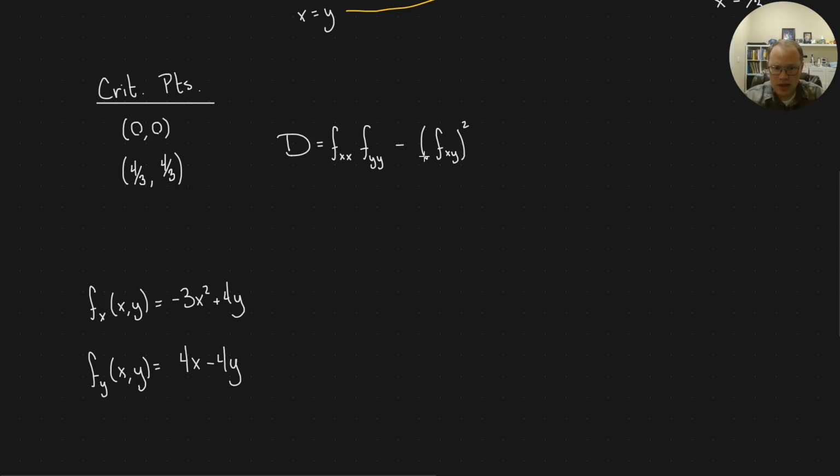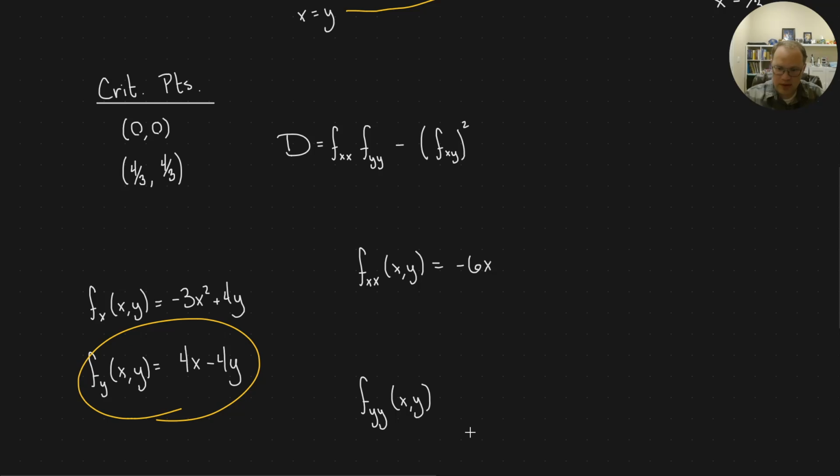And now we just need our second order derivatives, right? So I'm going to take the second derivative with respect to x. I'm going to take the derivative of this function with respect to x. I just get negative 6x. I'm going to take the second order derivative with respect to y. So this function with respect to y, and I get just negative 4.